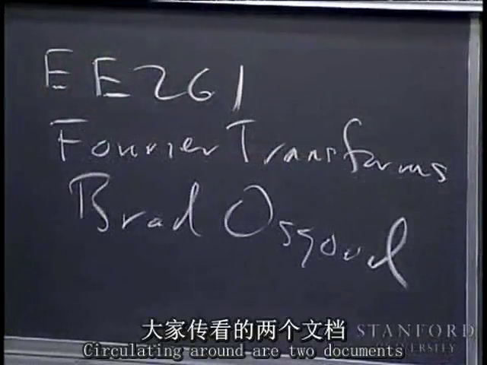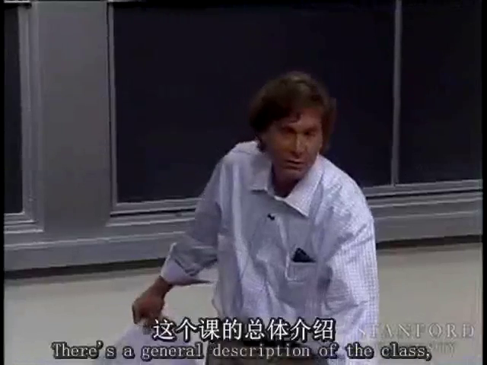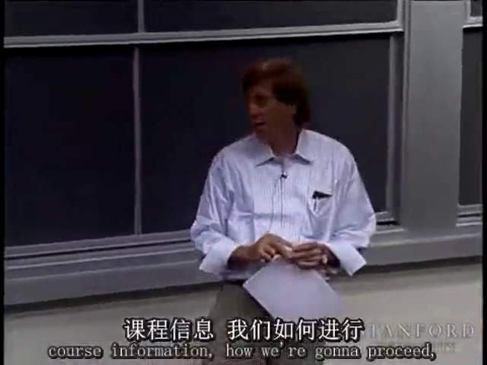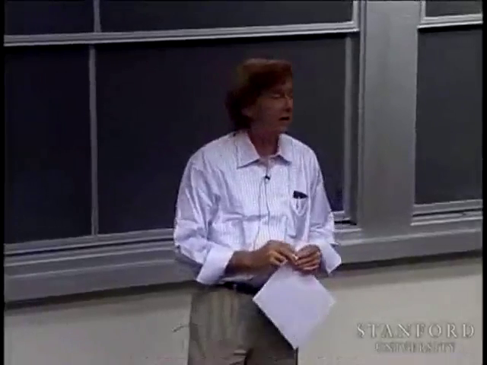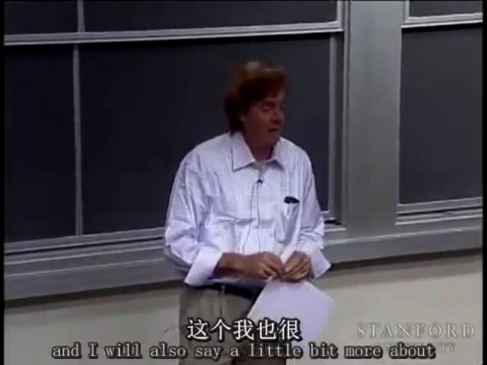Circulating around are two documents that give you information about the class. There is a general description of the class, course information, how we're going to proceed, some basic bookkeeping items. I'll tell you a little bit more about that in just a second, and also a syllabus and a schedule, and I will also say a little bit more about that in just a second.